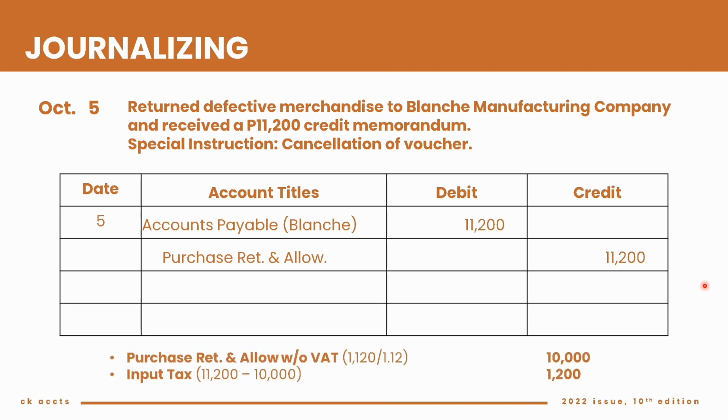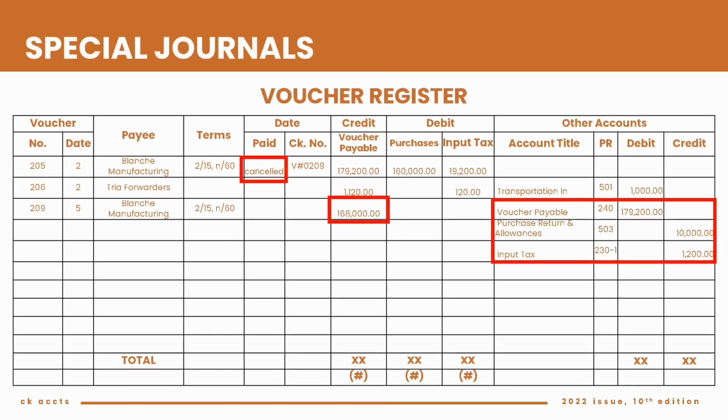So, by that, we have to compute for the input tax of that purchase return and allowances. So, purchase return and allowances without VAT, 11,200 divided by 1.12, that's 10,000. Then for the input tax, 11,200 minus 10,000, 1,200. Okay, and we are going to transfer this to our voucher register.